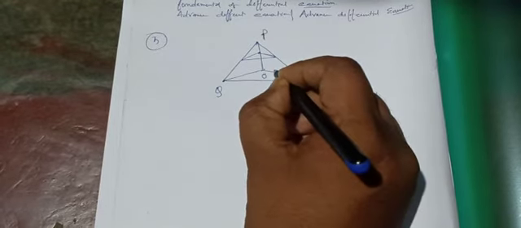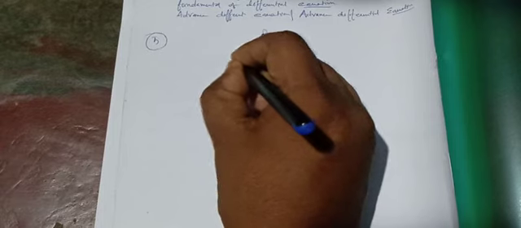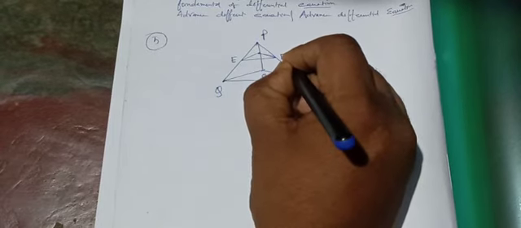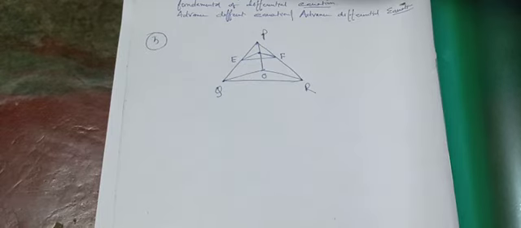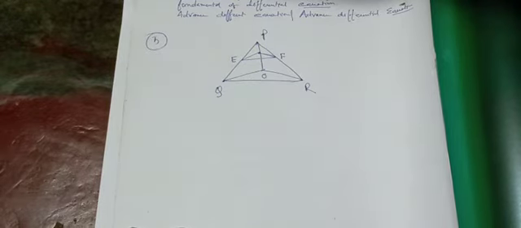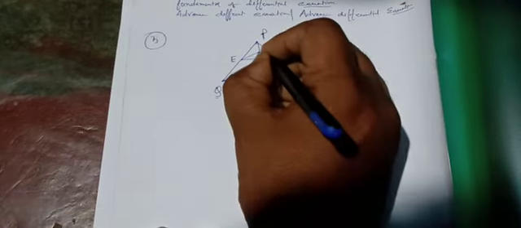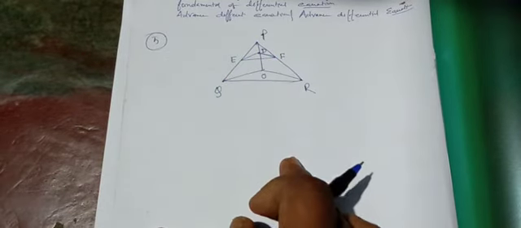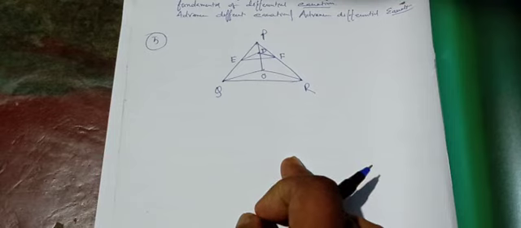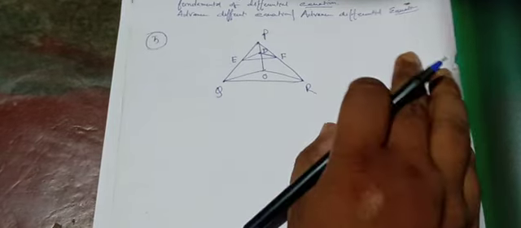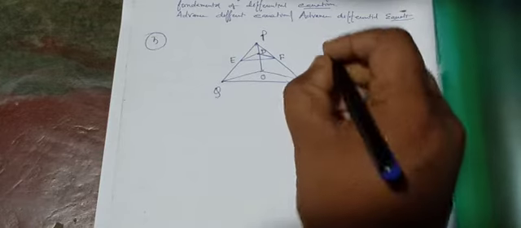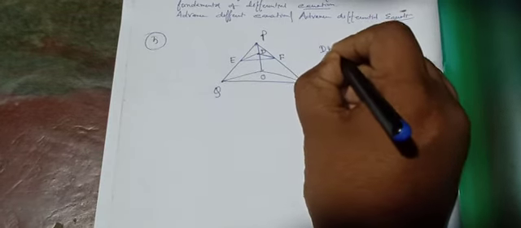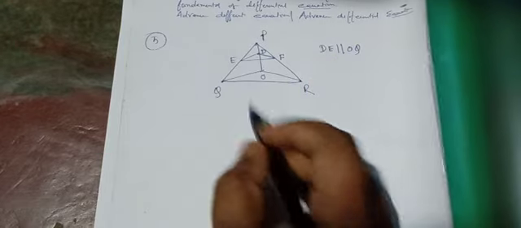This is O, E, F, this is D. So now here it is given that DE is parallel to OQ, and DF is parallel to QR.